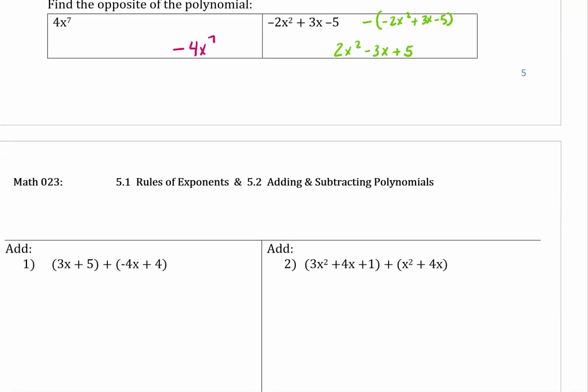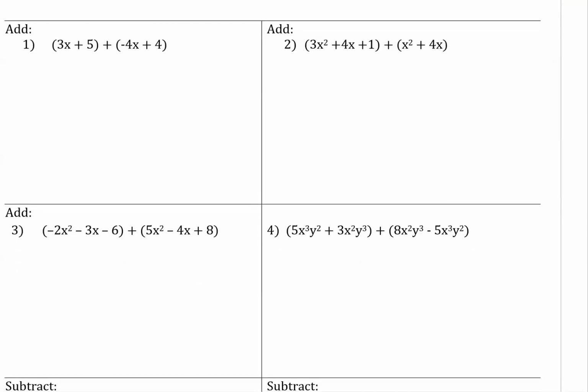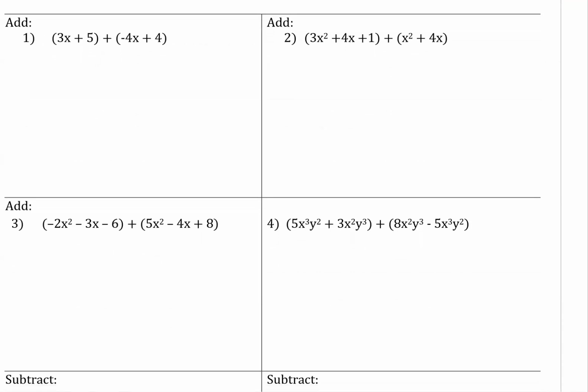All right, let's practice. We can take the parentheses off here, and we're just going to combine like terms. So our like terms are 3x minus 4x, and you could put plus negative 4x if you wanted, plus 5 plus 4. So 3x minus 4x is negative x, and 5 plus 4 is 9.